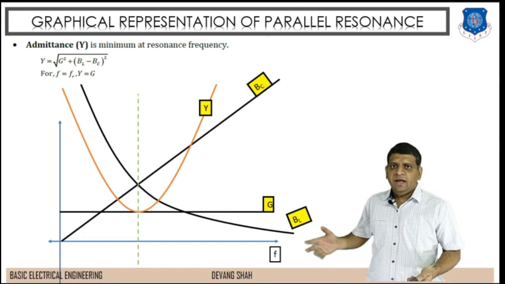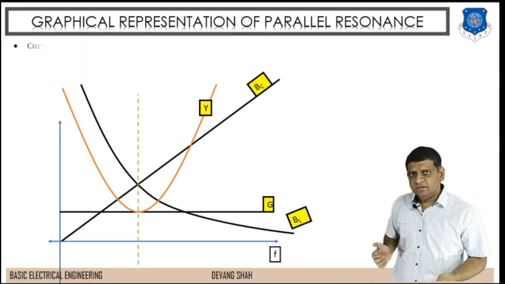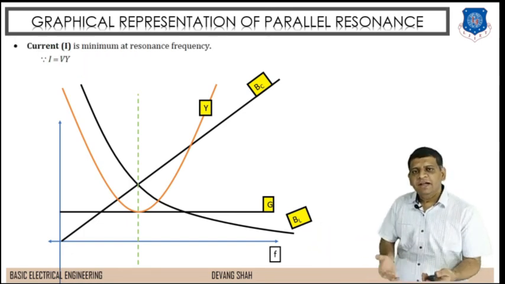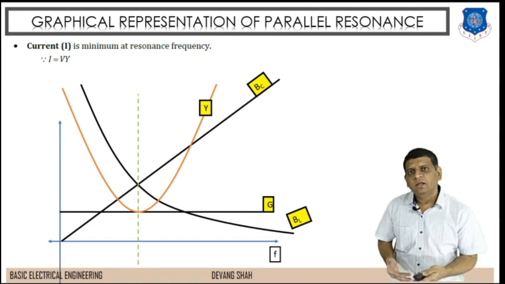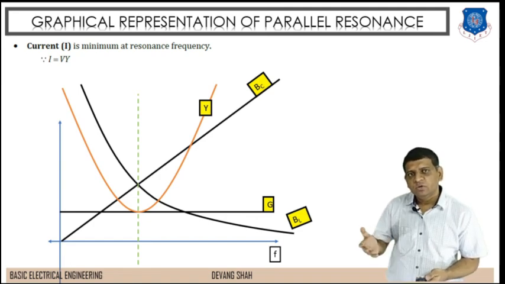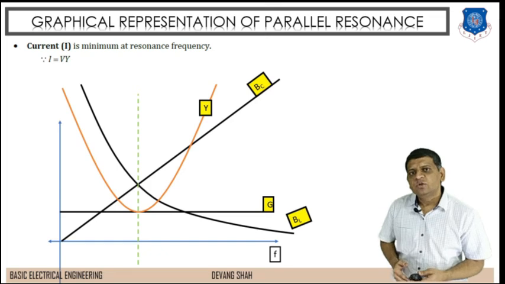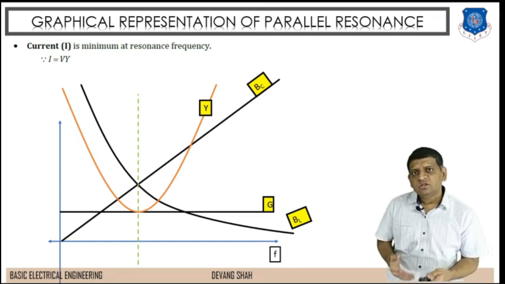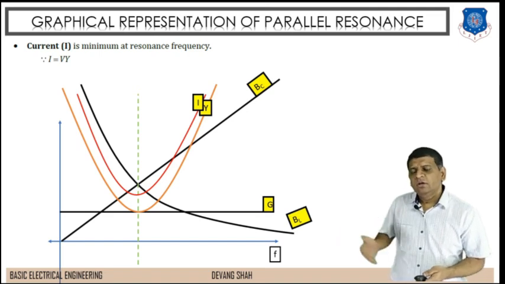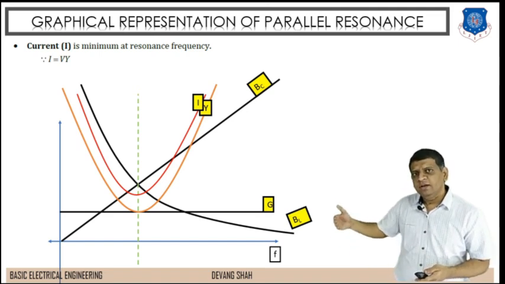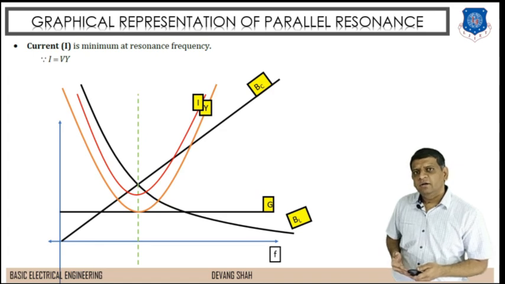So as such, you can see the curve of admittance, and exactly here the value of current I is equal to V into Y, right? So here the current is also minimum as the admittance is minimum at the resonant frequency. So if you see this equation, I is equal to V into Y, so here current is also proportional to the admittance Y. So with the same shape you can find the current, right?